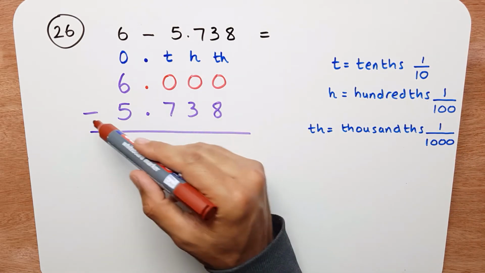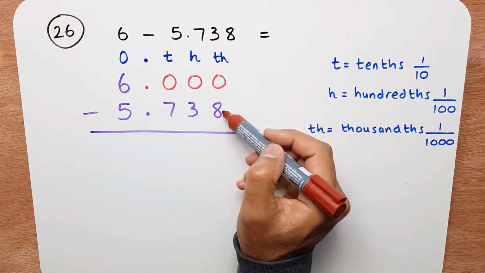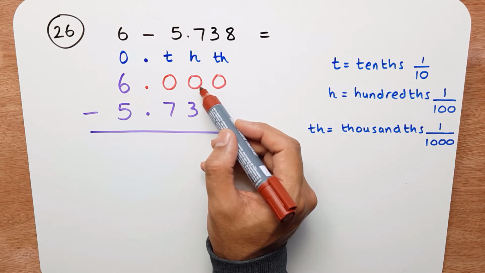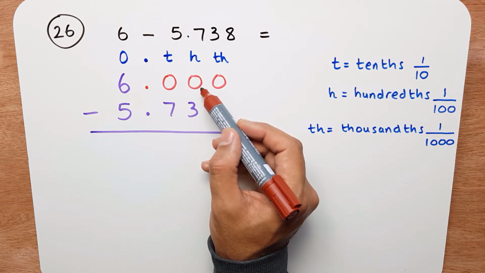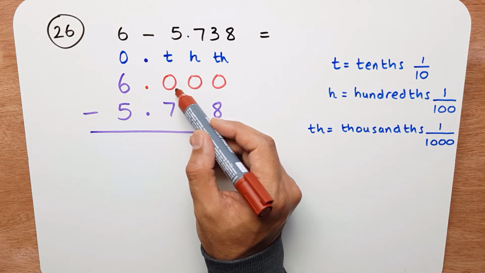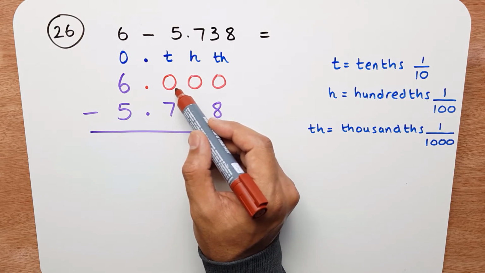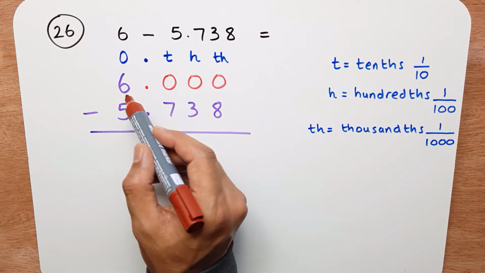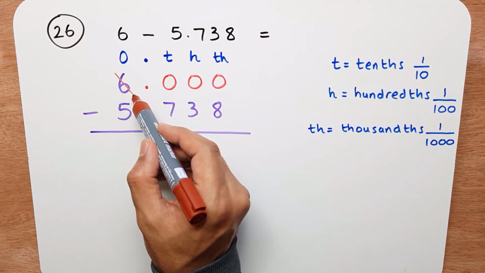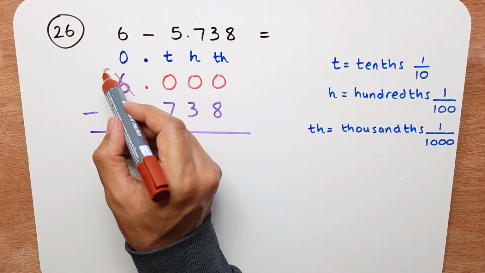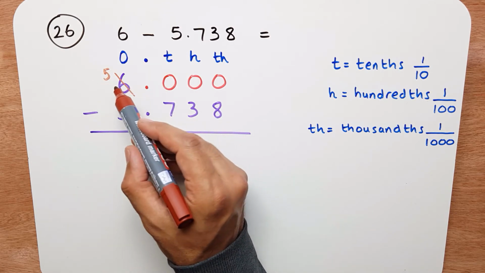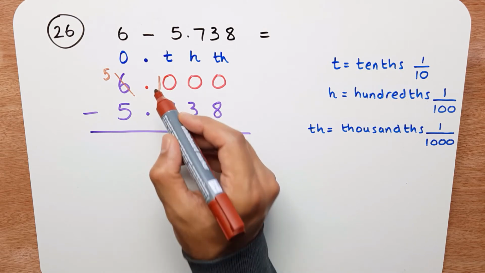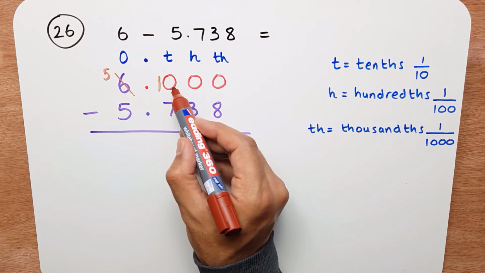So 0, take away 8, we can't do. So this 0 has to go to the next column and try to borrow 1, but it can't because that's 0. So we're going to go over and we can't borrow 1 from there. So now this 0 has to go to its neighbour and borrow 1 from there. So we'll cross the 6 out and that becomes a 5. And the one we've borrowed comes over here and turns this 0 into 10. So now this is like 10.